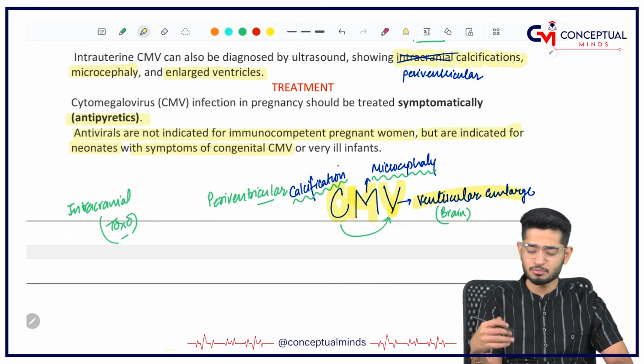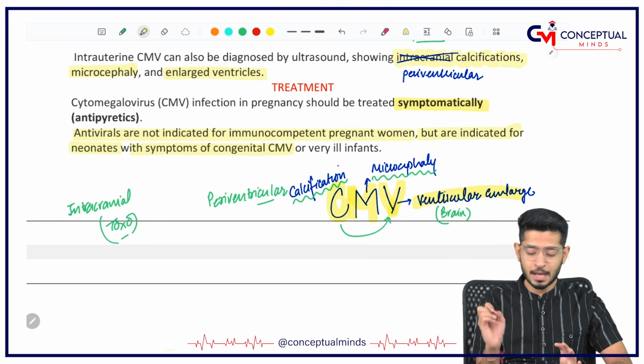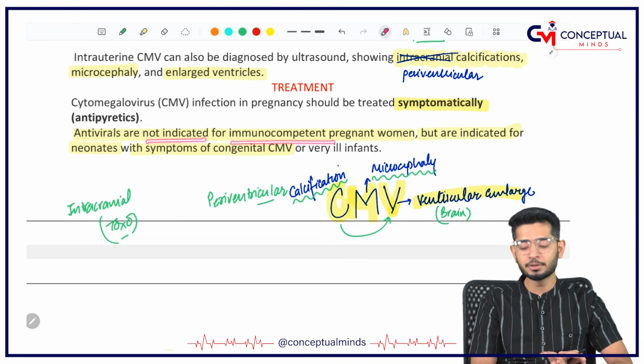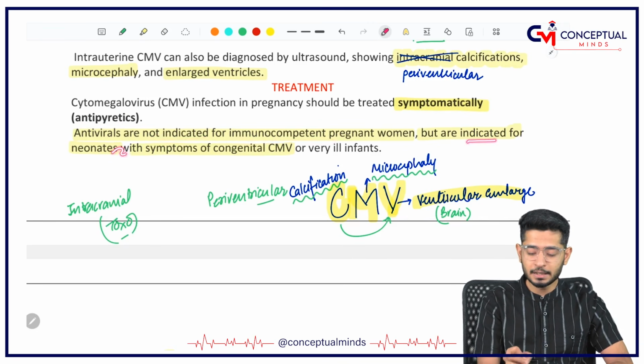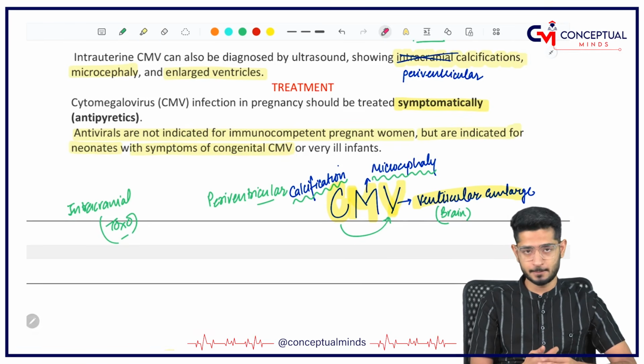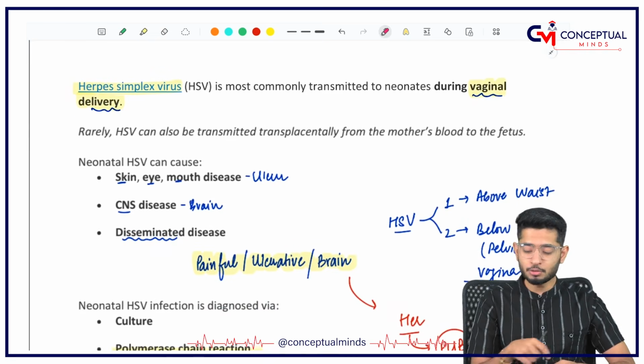What is the treatment you give in CMV? This is symptomatic treatment you will give. Antivirals are not indicated for immunocompetent mothers, but are indicated for neonates with symptoms of CMV. Okay. Coming on to herpes virus.